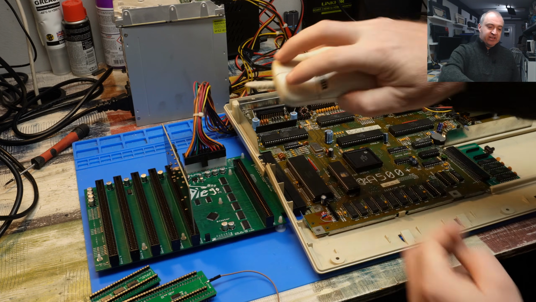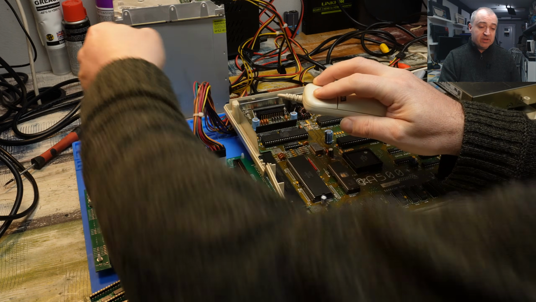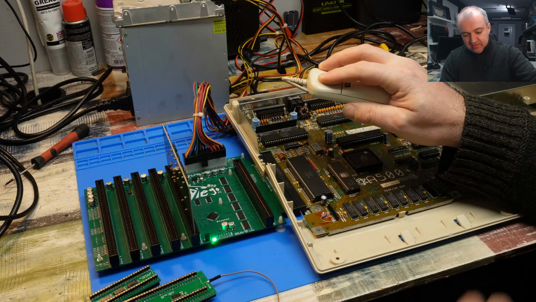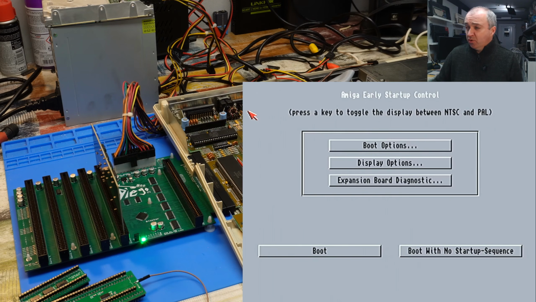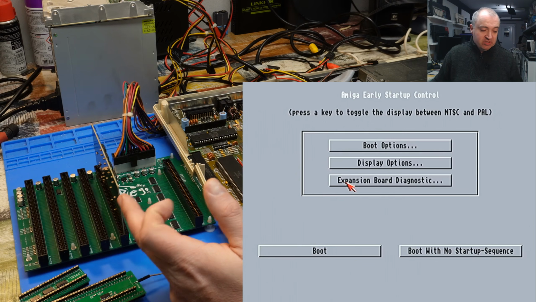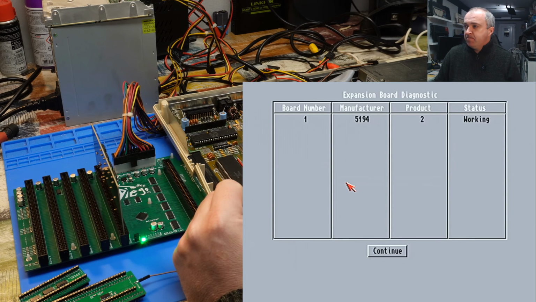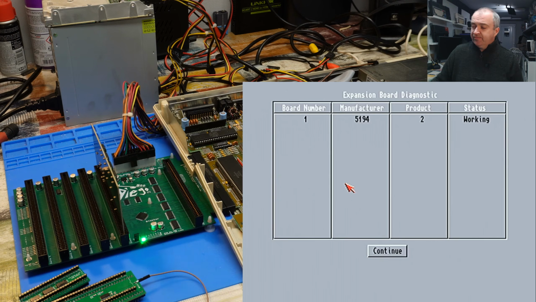So if I powered up this time while holding the two mouse buttons, that should get us into the early boot menu. And if we go to expansion board diagnostic, that should list any of the expansion boards. It should list this. Yep, there it is. And status is working. Fantastic.